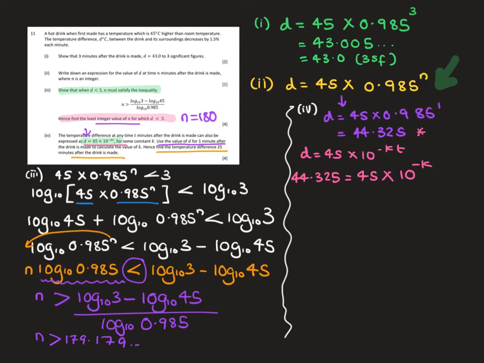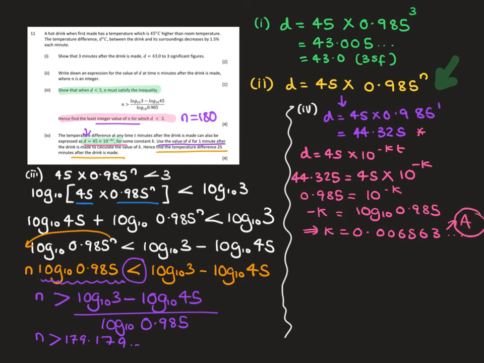So here, let's solve this to find out k. So divide by 45, 0.985 equals 10 to the minus k. And then negative k is log to the base 10 of 0.985, and then just simply write down your value of k, which is 0.006563... Now, I would store that in a calculator memory because we're probably going to have to use it, but I would then give a rounded answer, 0.00656, to 3 significant figures.